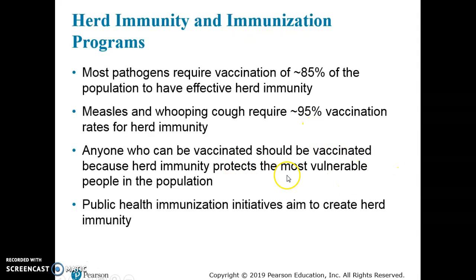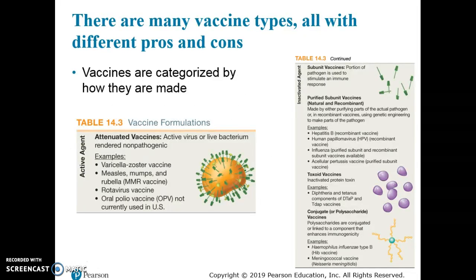So anyone who can be vaccinated should be vaccinated, because that herd immunity protects the most vulnerable people. And that's what public health immunization initiatives try to do, create that herd immunity. If you can't get all 100,000, but you can get 99,500, then that greatly minimizes the risk of spreading disease.